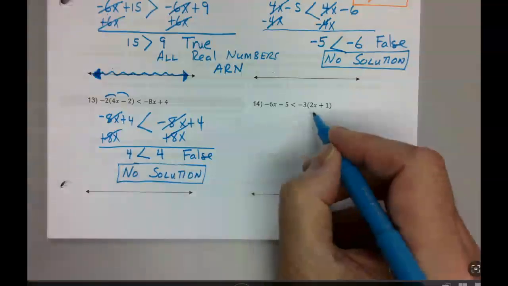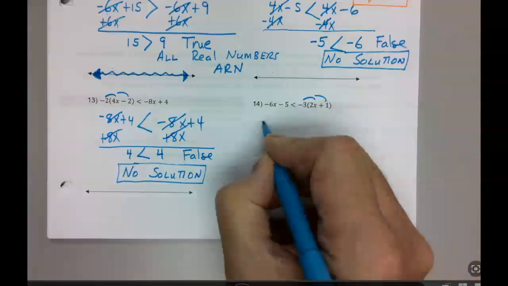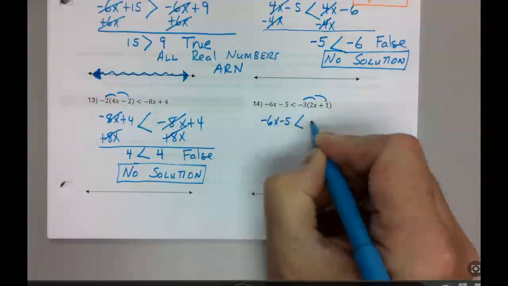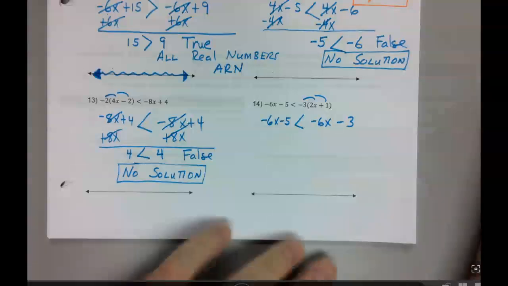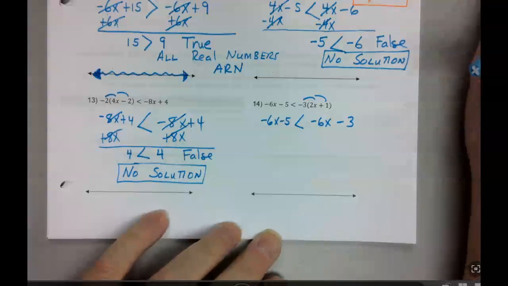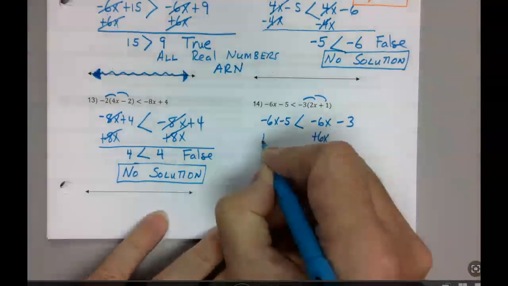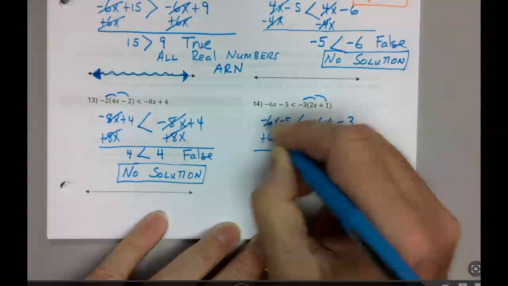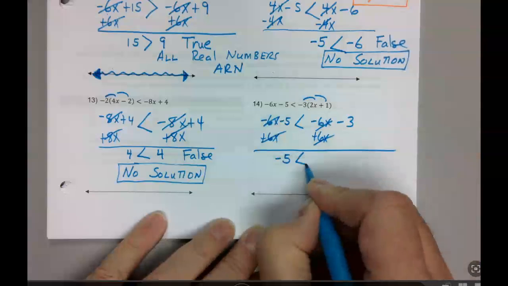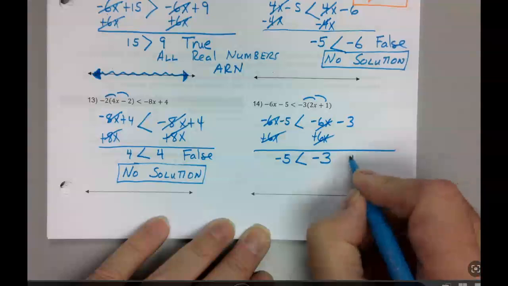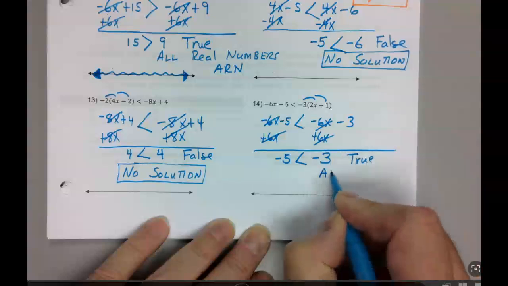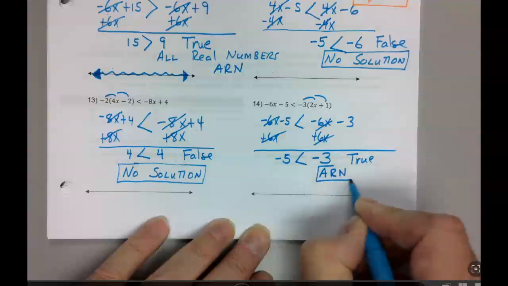Okay, what do we have to do on 14? Distribute. Does that look right to you guys? Okay, so I'm going to add 6x. X's cancel. Is negative 5 less than negative 3? Is that a true statement? Yes, that's a true statement. So this one here is all real numbers. I'm going to abbreviate. ARN.